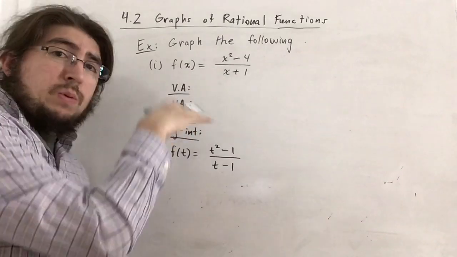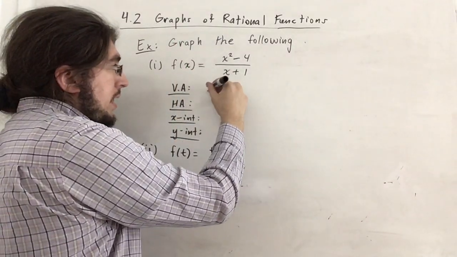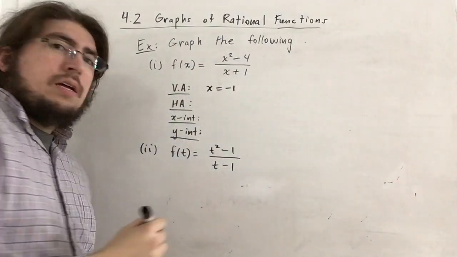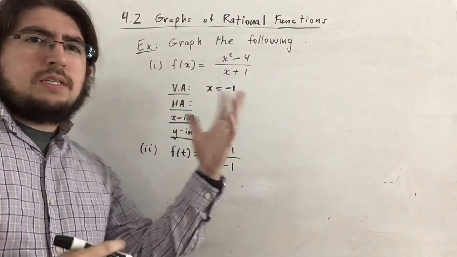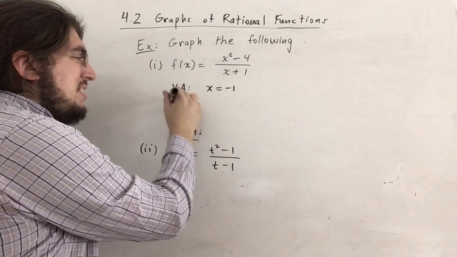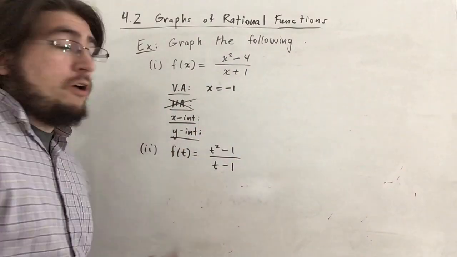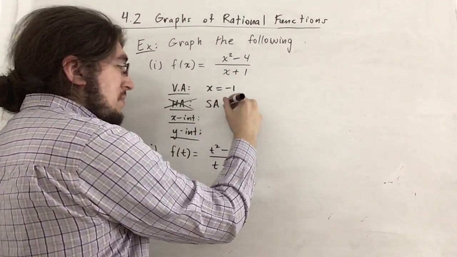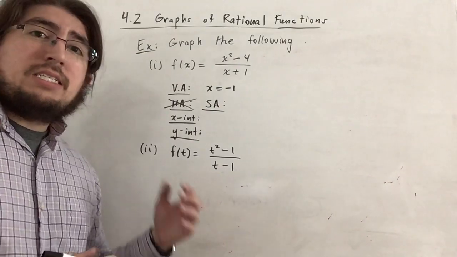So vertical asymptotes when the bottom is 0. The bottom is 0 at x being -1, because if you have x plus 1 equals 0, just subtract 1 and there you go. Horizontal asymptote, there is none, because the degree of the top is larger. There is a slant asymptote though, and how we get that is just by dividing.